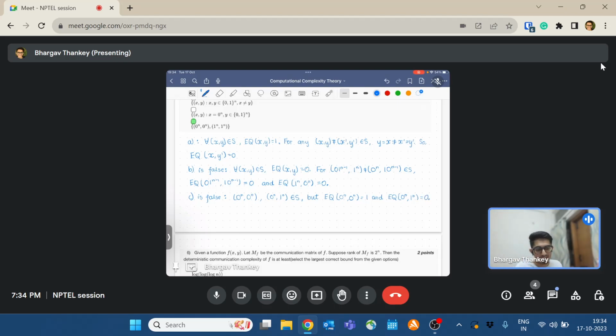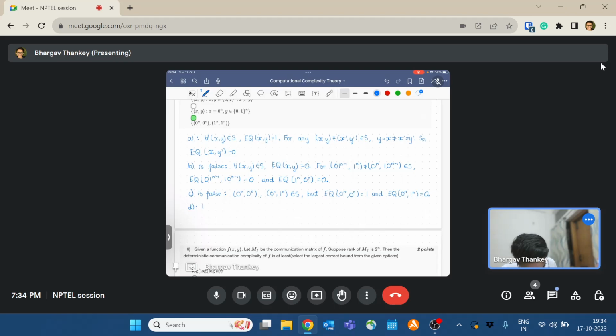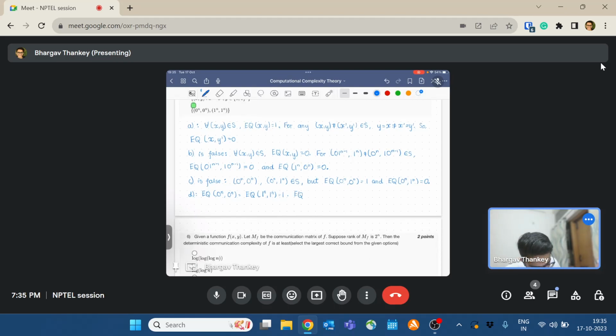And D is true because the equality of both pairs is 1, and now the only pair (x, y), (x', y') is (0^n, 0^n) and (1^n, 1^n), so the crossed equality is 0. So is this fine? Yes, then let's look at the next problem.